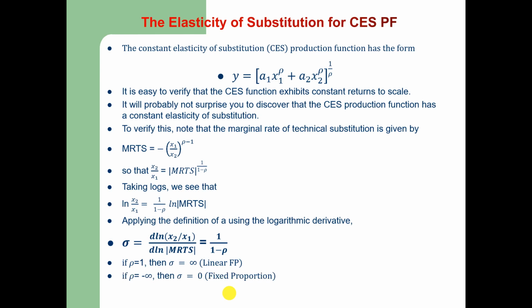If rho is equal to minus infinity, then sigma is equal to 0, and we have a fixed proportion production function, just like the Leontief technology or Leontief production function. If rho is equal to 0, then sigma is equal to 1, and that gives us an elasticity of substitution equal to 1, and in that sense the CES function is equal to the Cobb-Douglas production function. So in the case of the Cobb-Douglas production function, the elasticity of substitution is equal to 1.